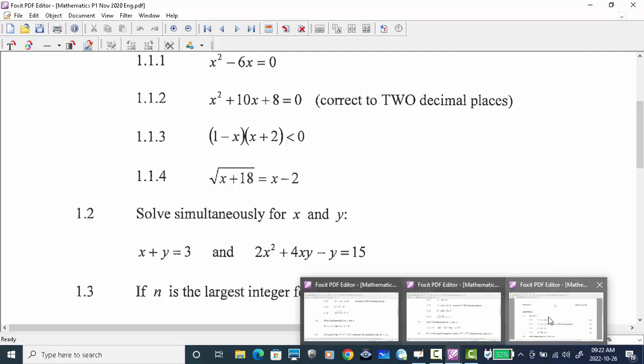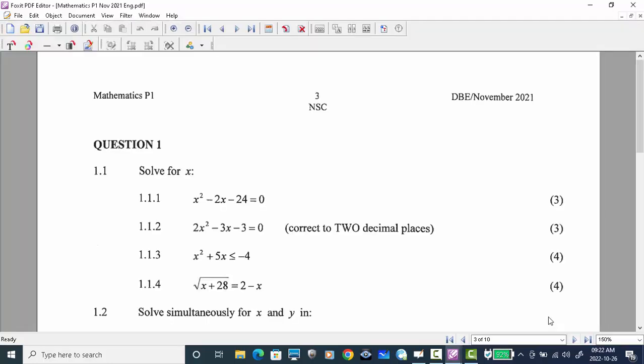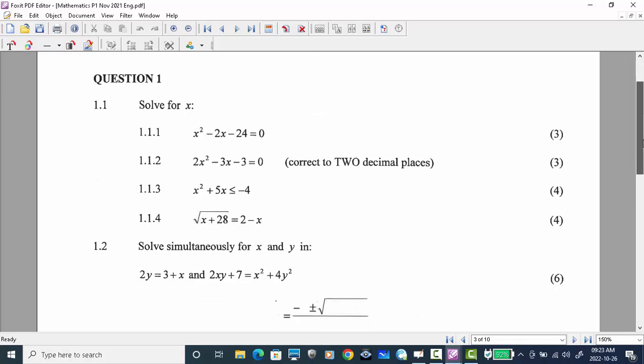And then lastly, you can also try this question here, which was November 2021, that is last year. Question 1 here. I'm sure you'll pass it as well.